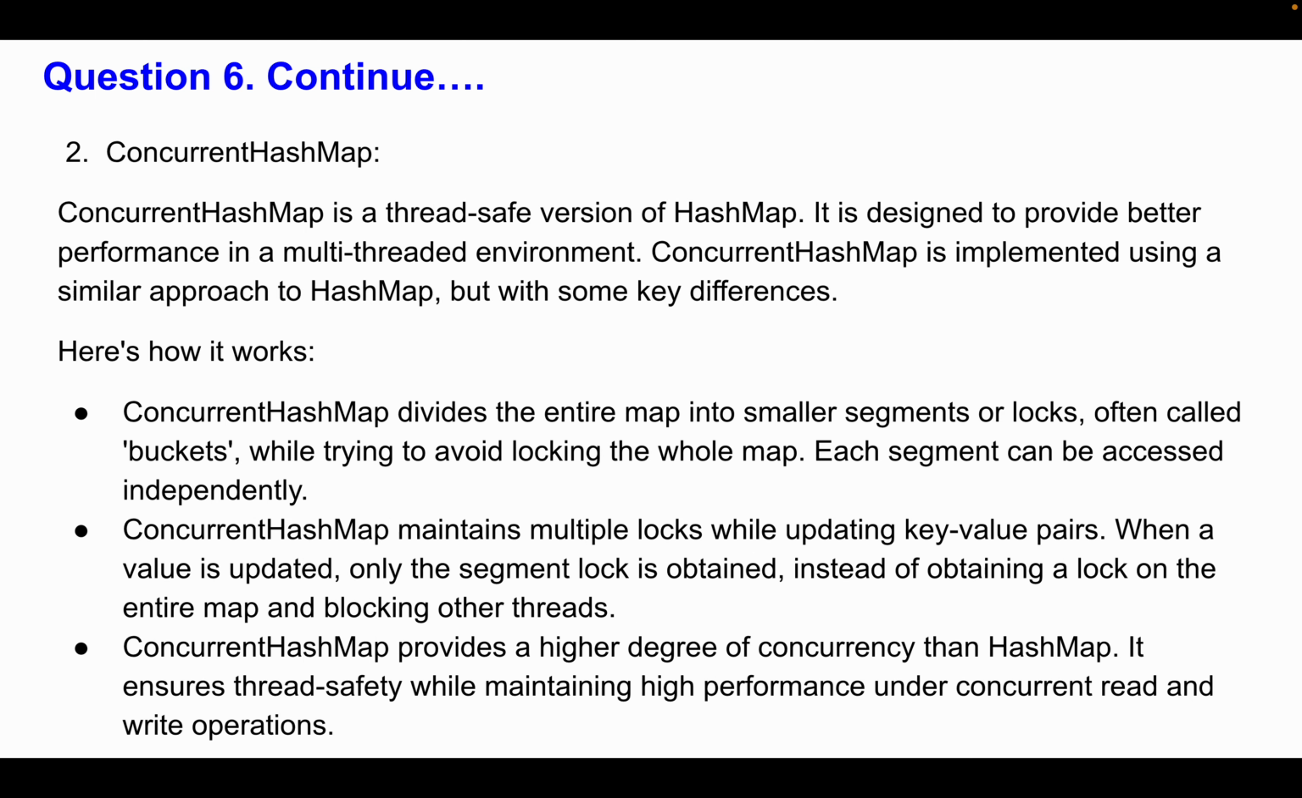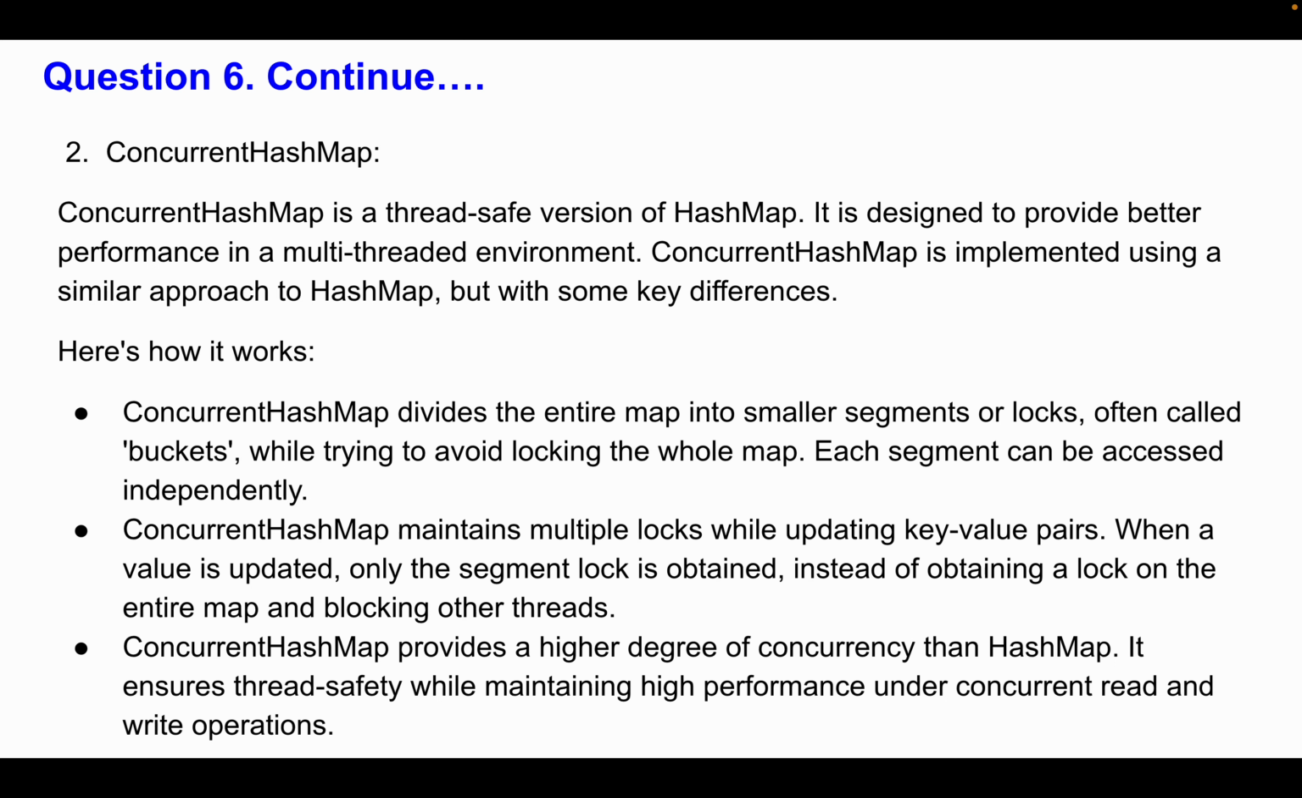Now ConcurrentHashMap. ConcurrentHashMap is a thread-safe version of HashMap. It is designed to provide better performance in a multi-threaded environment. ConcurrentHashMap is implemented using a similar approach to HashMap but with some key differences. Here is how it works. ConcurrentHashMap divides the entire map into smaller segments or locks, often called buckets, while trying to avoid locking the whole map. Each segment can be accessed independently.